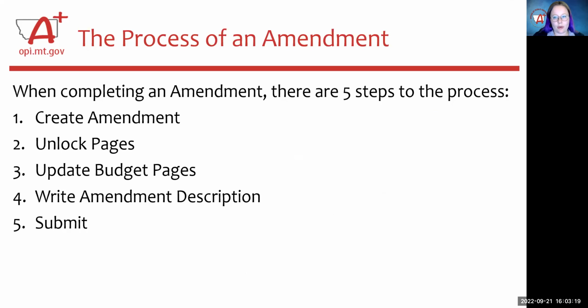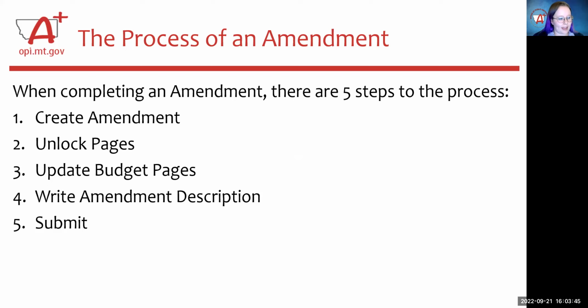When you are going through the process of an amendment, there are 5 steps, and I will give more details on these 5 steps in the next few slides. But in general, you're going to first create an amendment, then you will unlock the pages, update the pages of the grant, write an amendment description summarizing what you did in the amendment, and then finally submit the amendment.